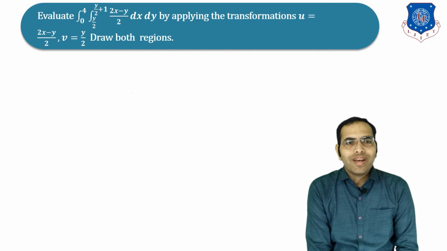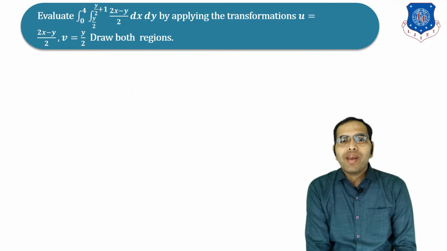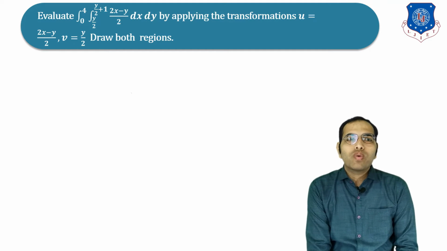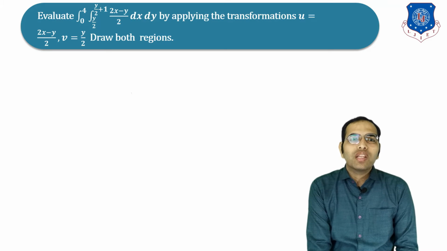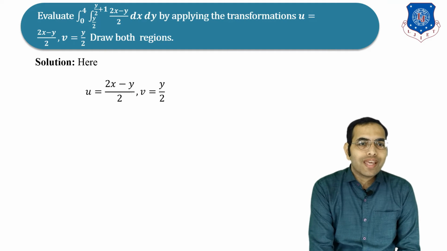Let's see one example based on the transformation method or change of variables. Evaluate the double integral from 0 to 4, y by 2 to y by 2 plus 1, of 2x minus y by 2 dx dy by applying the transformation u equals 2x minus y by 2 and v equals y by 2. Here, draw both the regions. Firstly, we start with u equals 2x minus y by 2 and v equals y by 2, which is already given in our question.